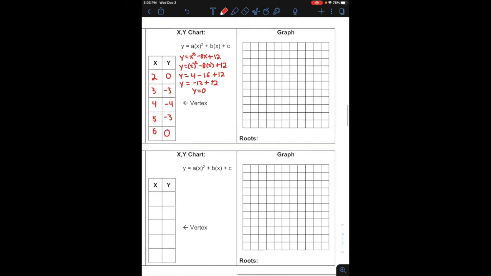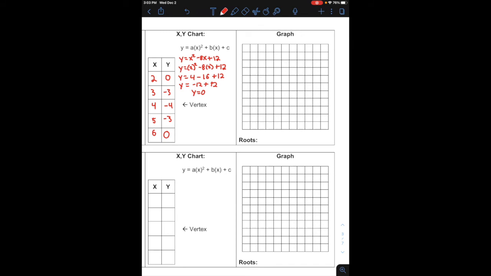So what I'm going to do is make my x and y axis. Make sure you put your x-axis high enough so that we can fit all of our points, because as you can see, we need to graph for negative 4. So I'm now going to plot each of the points that we found.